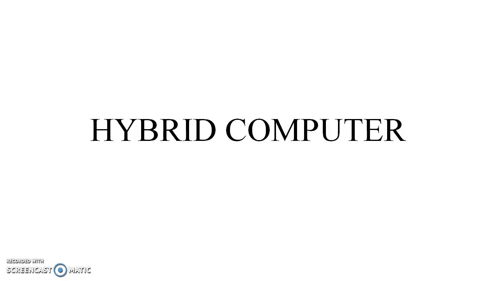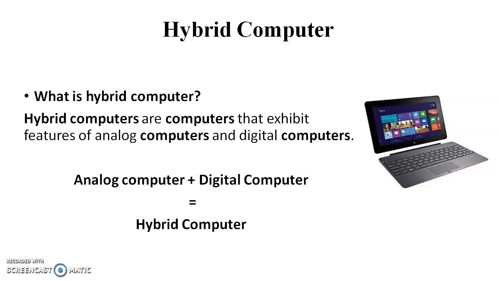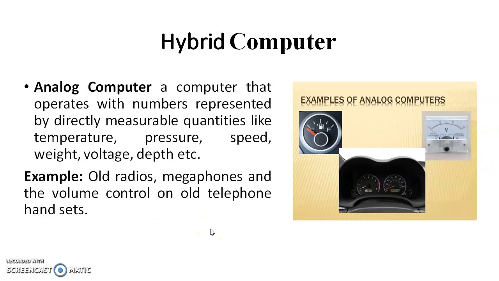So let us see what exactly this hybrid computer is. If we talk about hybrid computer, it is a computer which is exhibiting the features of both analog and digital computer. Okay, so we can say the combination of analog and digital computer will get us hybrid computer.